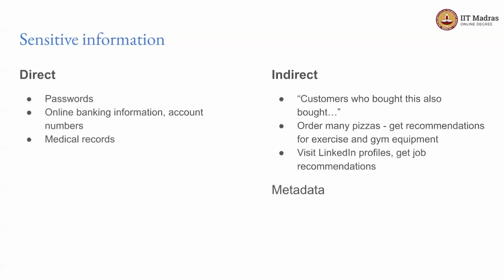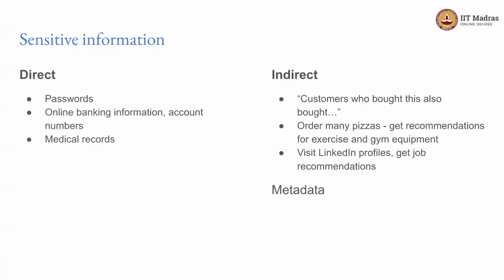Now, a bigger problem in some sense is what's called indirect sensitive information, right? You have probably seen on any of the e-commerce websites, whenever you go and purchase something, or even just look at something, you see something under it which says customers who bought this also bought, and so on, right? Now, what that means is the site is keeping track of related purchases, but it is also building up a model of what you are likely to be interested in, which is why you will start seeing more and more recommendations to buy something along those lines.